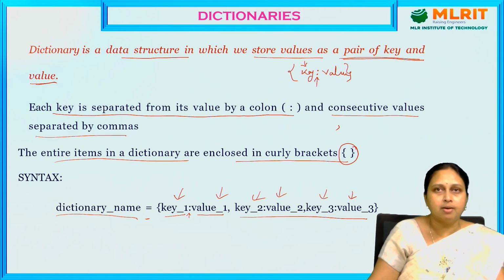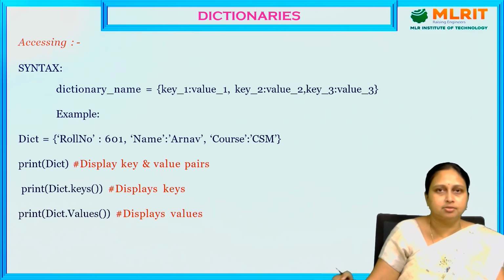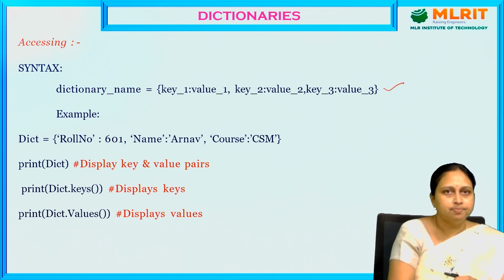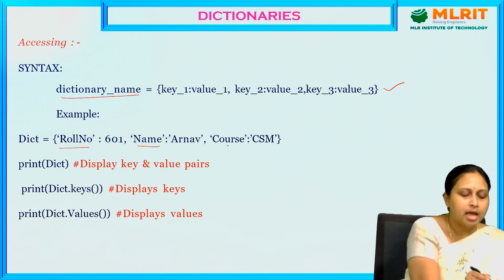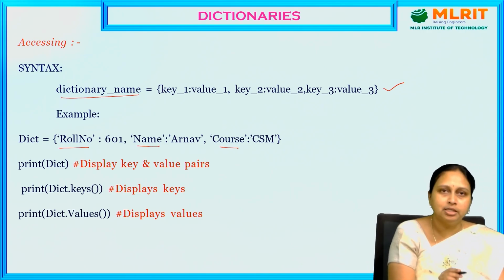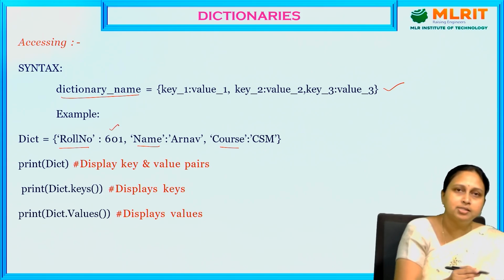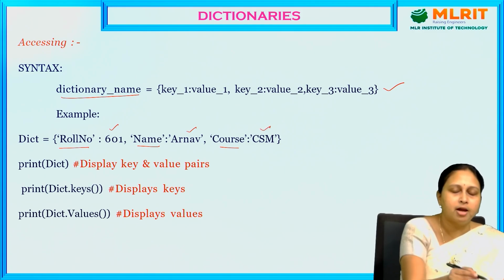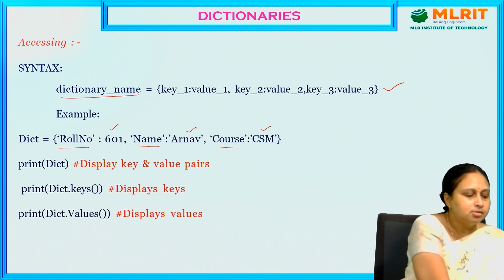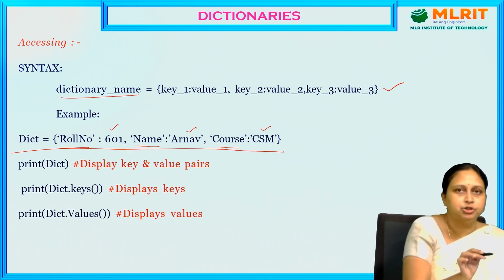Let us see some examples of how we write dictionaries. As we have seen, this is the syntax for a dictionary, which is assigned to a variable. Now, if I want to define something related to a student, the roll number, name and course become the keys. The values assigned to those keys are: the roll number is 601, the name is Arnav, and the department is CSM. This is how we write a dictionary.